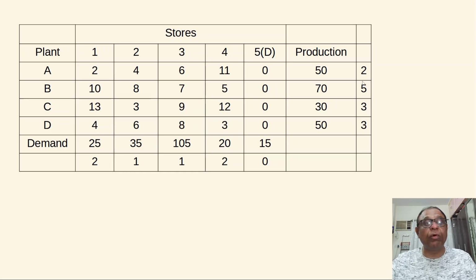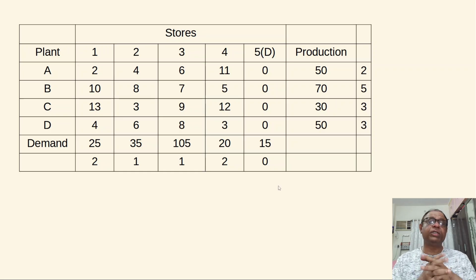A similar reasoning goes for row number 2. So here it is 5 minus 0, that makes it 5. A similar reasoning, of course, goes for row number 3 too, where the difference is going to be 3 minus 0, that makes it 3. Now let's explain a column. In column number 1, which is store number 1, the least cost is 2 and the next is 4. So 4 minus 2 makes it 2. So the penalty here is 2. A similar reasoning goes with calculating the penalties 1, 1 and 2. Of course, the penalty of column 5D is 0.